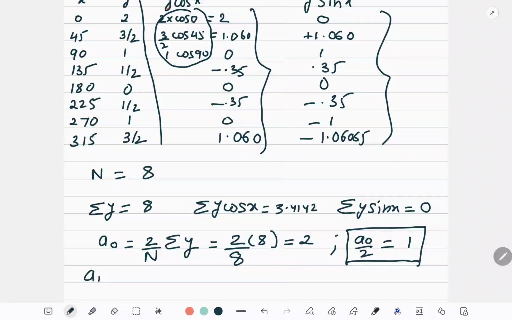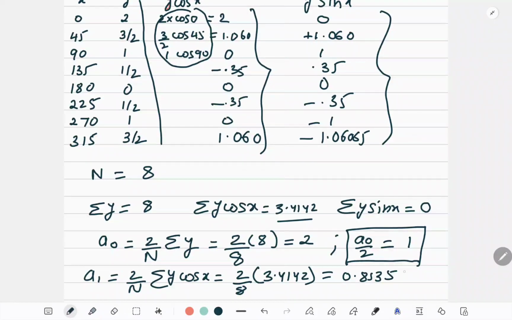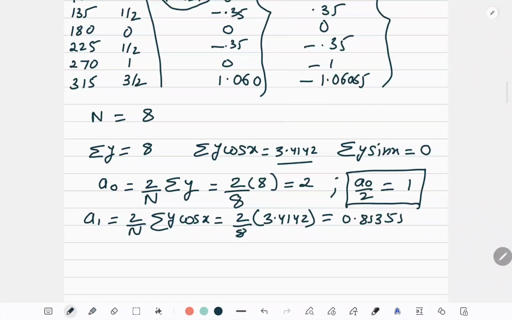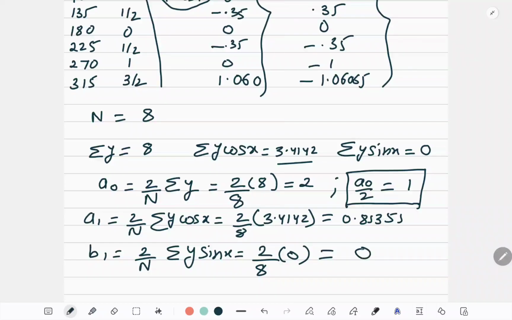Right? Now what is A1? A1 is 2 by n summation of y cos x. Right? So 2 by 8. What is summation of y cos x? It is 3.4142. Right? So if I put the value, it will be equal to 0.85355. Right? Then B1. B1 is equal to 2 by n summation of y sin x. So that will be 2 by 8 into 0, which is equal to 0.